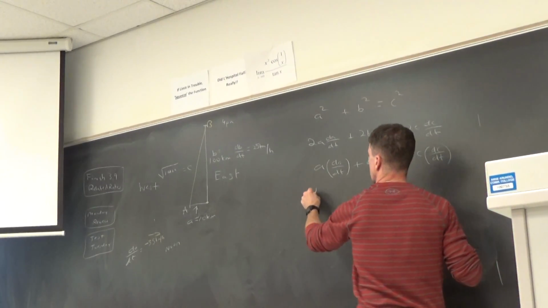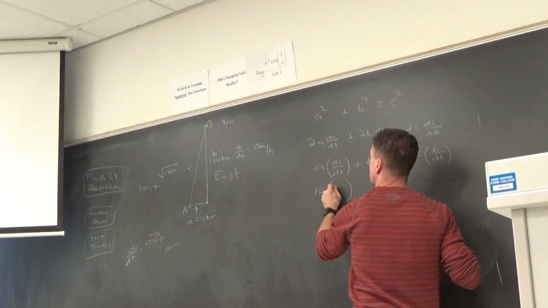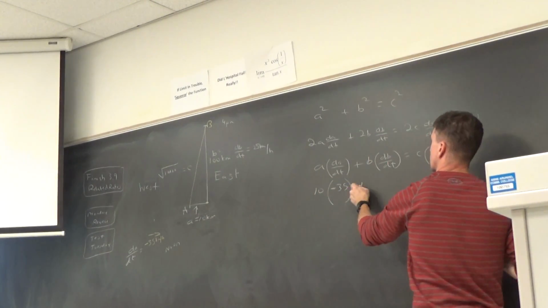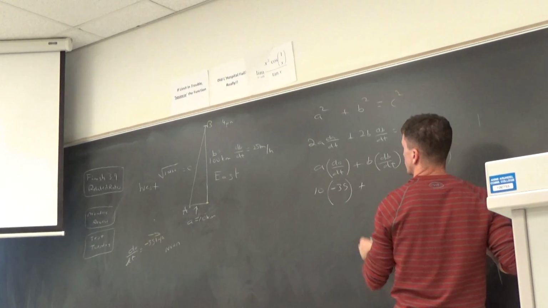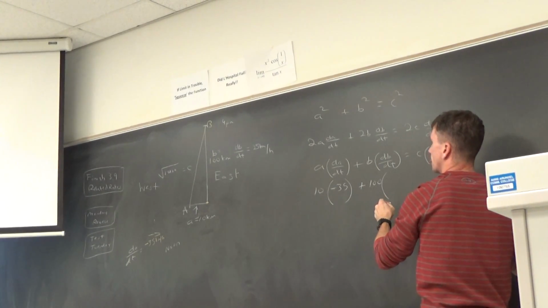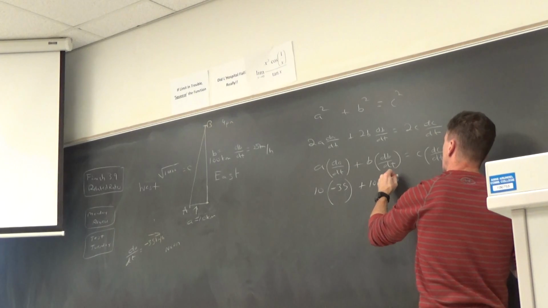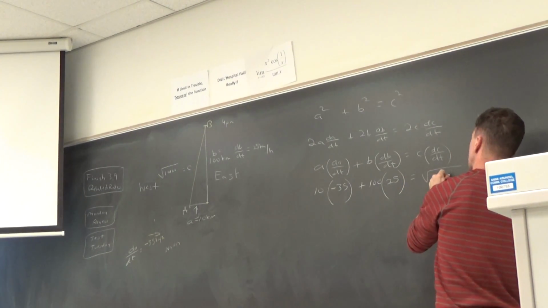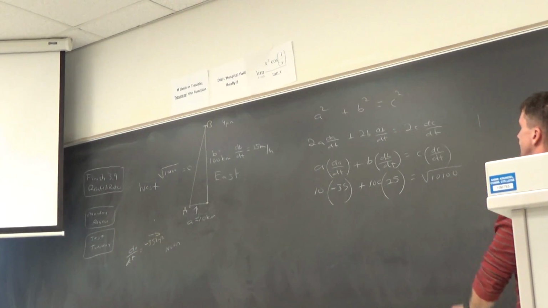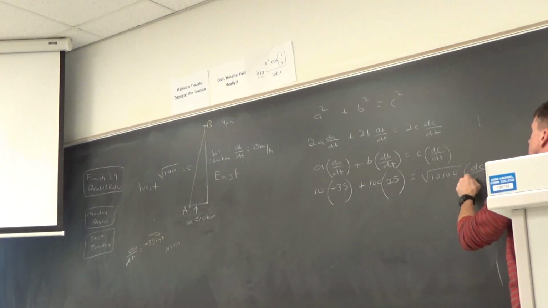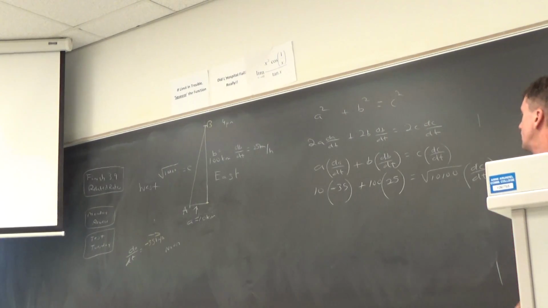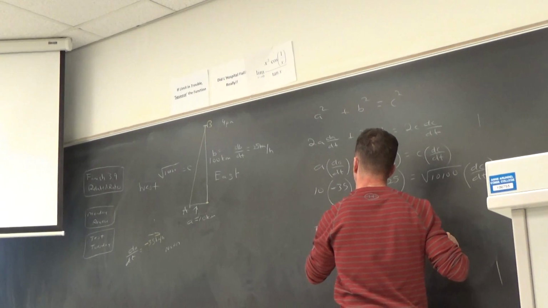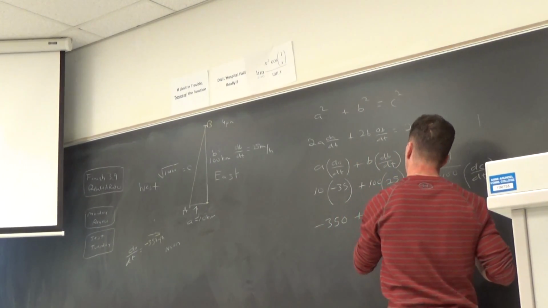All right. You're 10, you're negative 35 kilometers per hour, you're 100, you're 25 kilometers per hour, you're the square root of 10,100, and you're x. So what is negative 350 plus 2,500?